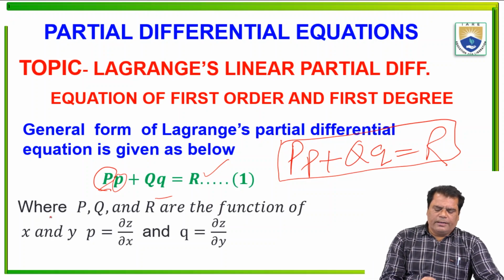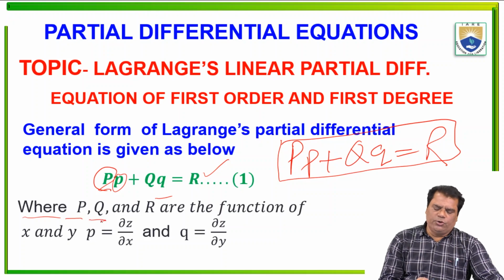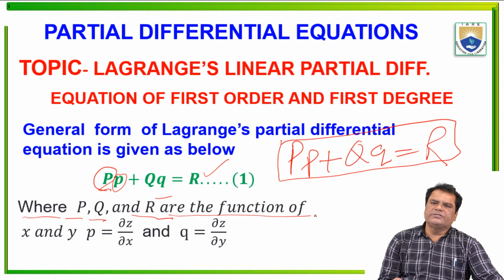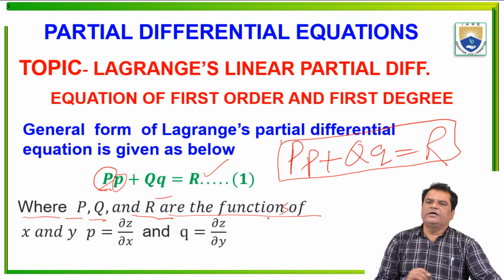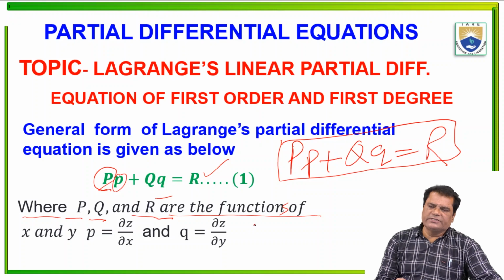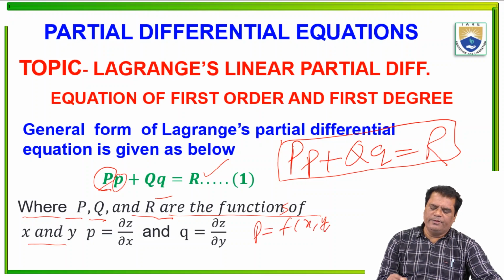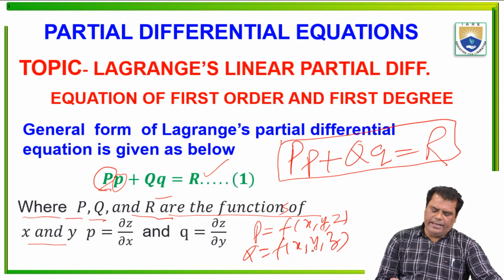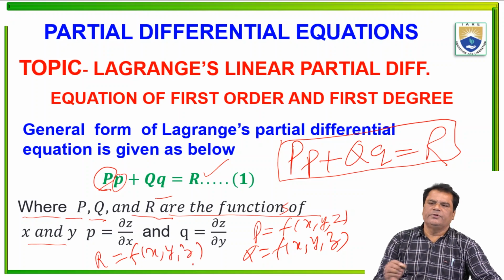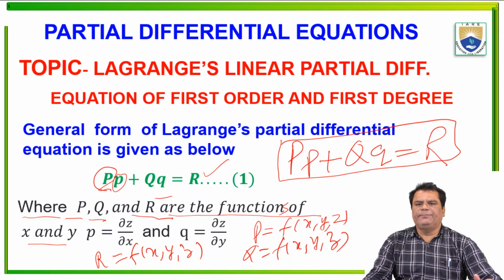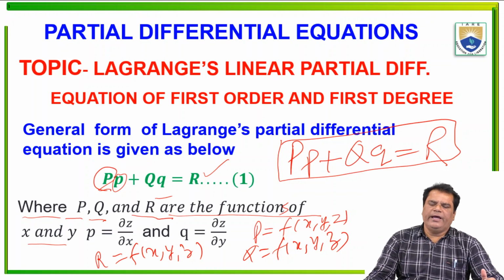Here, capital P, capital Q and capital R are functions of x, y, z. P is a function of x, y, z, and Q is also a function of x, y, z, and R is also a function of x, y, z.